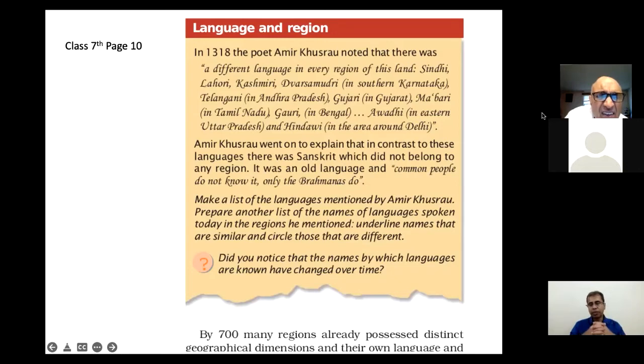Now, since I am not a historian, I was not very well conversant with what Amir Khusro had done. So I tried to find out the book in which Amir Khusro had written this particular portion. And as I already told you, since we are living in the internet era, we can find a lot of things. This is what he was actually saying.